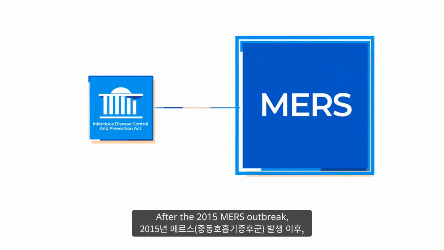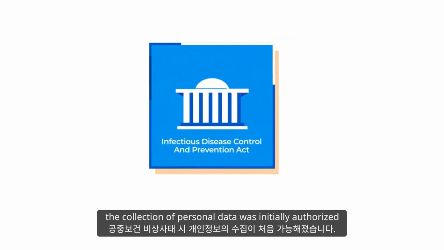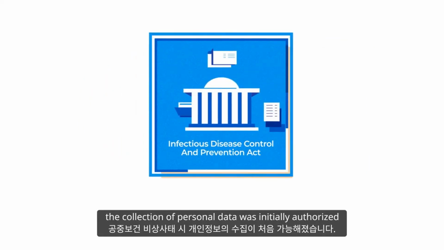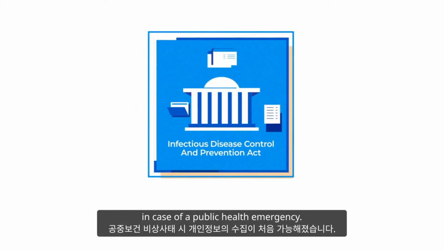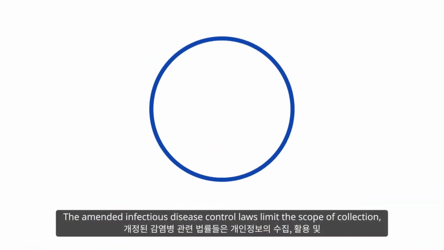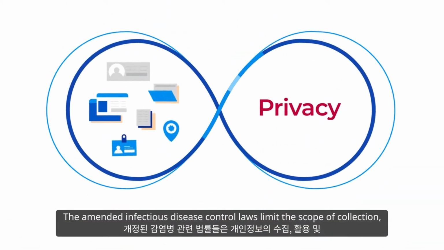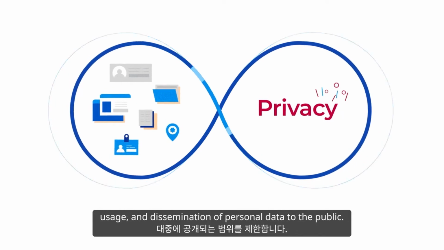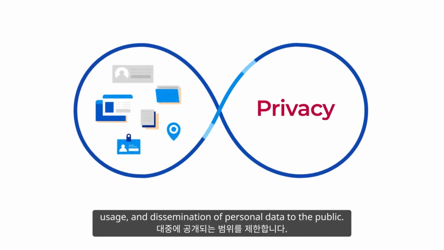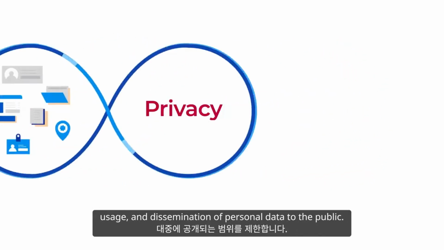After the 2015 MERS outbreak, the collection of personal data was initially authorized in case of a public health emergency. The amended infectious disease control laws limit the scope of collection, usage, and dissemination of personal data to the public.